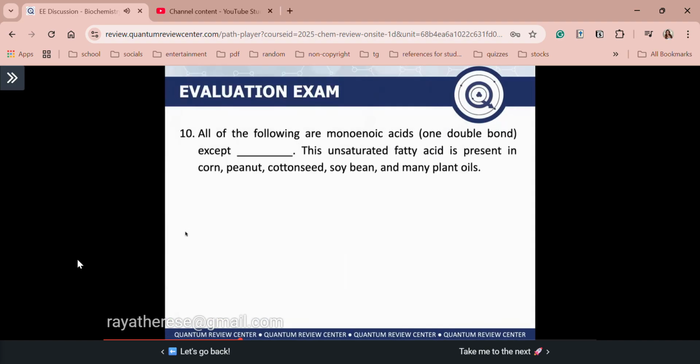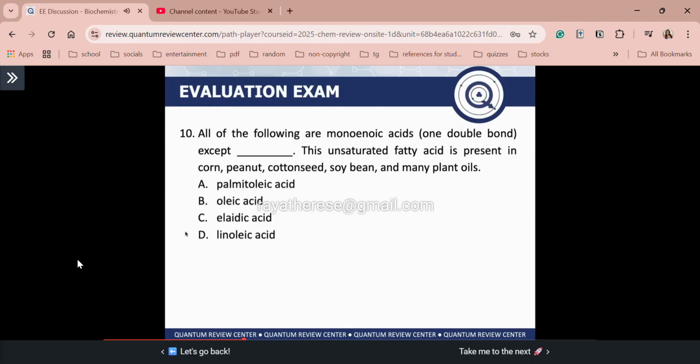Alright, number 10. All of the following are monoenoic acids, or they have one double bond in their structure, except blank. Class, I hope that you are familiar with our PUFAs. So clearly, simply PUFAs is what is being asked. This unsaturated fatty acid is present in corn, peanut, cottonseed, soybean, and many plant oils. Let's check. Is it A, palmitoleic acid, B, oleic acid, C, elaidic acid, or D, linoleic acid?